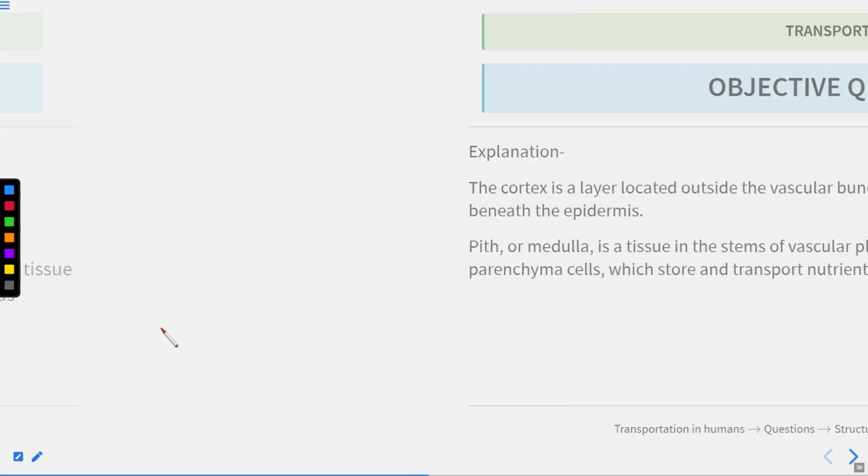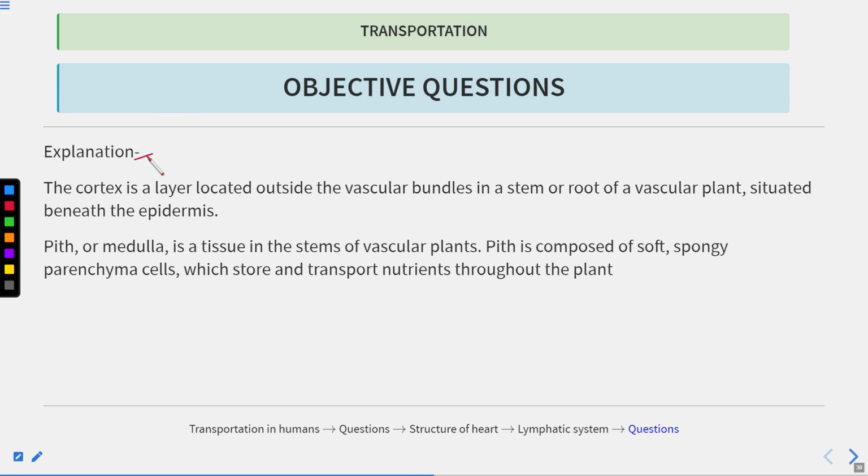Clear? Now the explanation for the rest of the options, why they are not correct. So cortex, I've told you, is a layer located outside the vascular bundles in a stem or a root of a vascular plant, which is situated beneath the epidermis. So if we talk about a stem or a root, the outermost layer is the epidermis. So these are the cells of the epidermis.